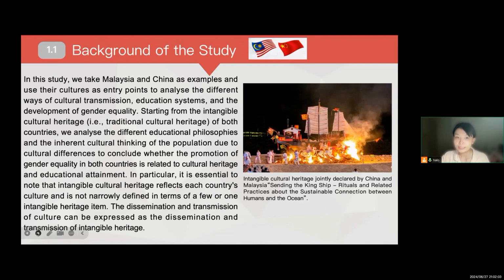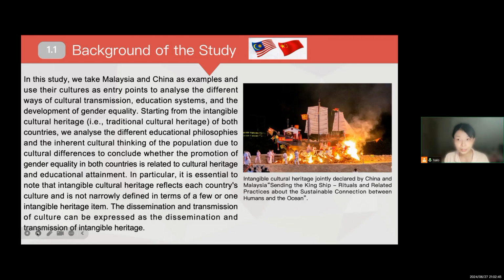In this study, we take Malaysia and China as examples and use their cultures as entry points to analyze different ways of cultural transmission, educational systems, and development of gender equality. So starting from the intangible cultural heritage, like traditional cultural heritage of both countries, we can analyze different educational philosophies and inherent cultural thinking of the population due to cultural differences, to conclude whether the promotion of gender equality in both countries is related to cultural heritage and educational attainment.